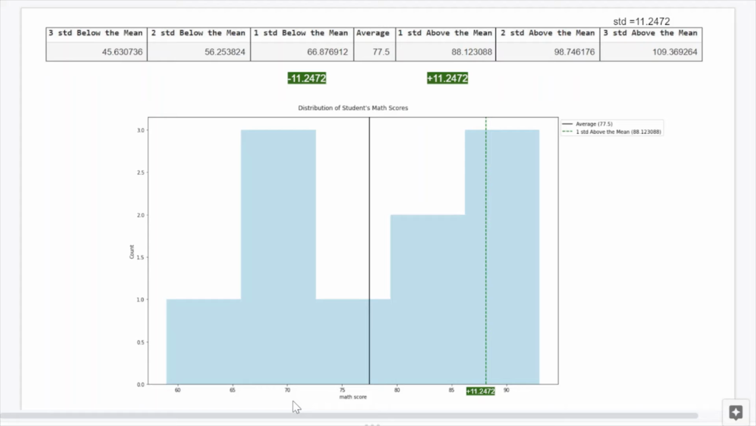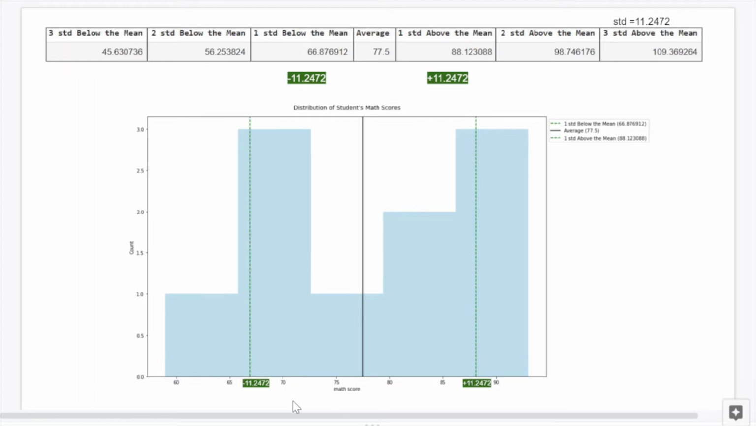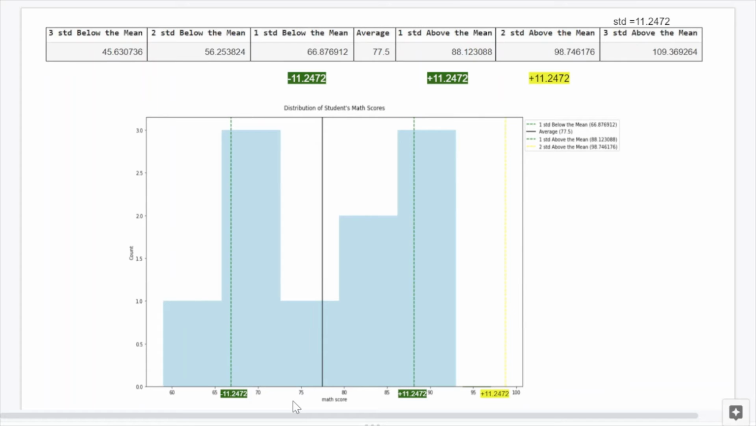Now, when we do the opposite and we go one standard deviation below the mean, when we subtract one standard deviation, which is 11.2472, we get 66.8769 rounded. And what that looks like graphically is this, right? When we subtract one standard deviation from the mean. Next, when we go two standard deviations above the mean, that means we have added 11.2472 two times to the average of 77.5. So that is going to look like this with this yellow line.